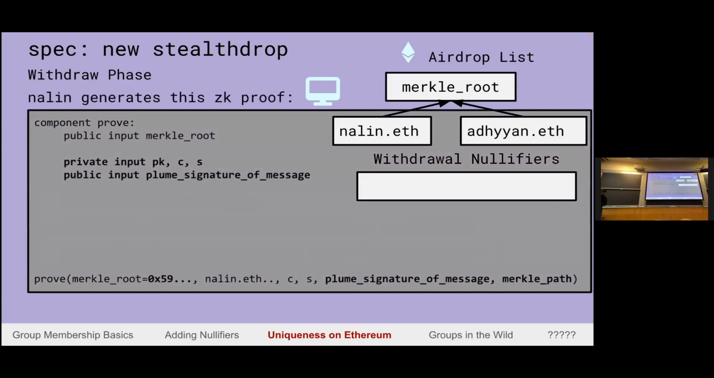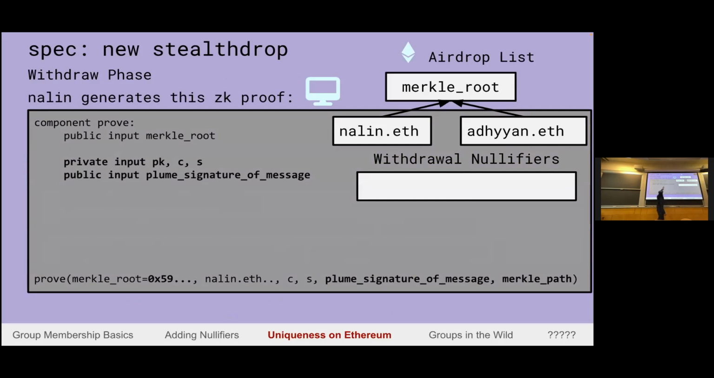OK, so using this scheme, where we define this new ZK proof that generates our nullifier and proves it was generated correctly, how would we actually edit StealthDrop to work? Well, what we could do is Nolan could generate this new ZK proof. What this new ZK proof does is the things that are passed in are like before. We have the Merkle root, we have our public key, we have these c and s values. Remember, the values that are output by the wallet, the private values. These will be kept private.